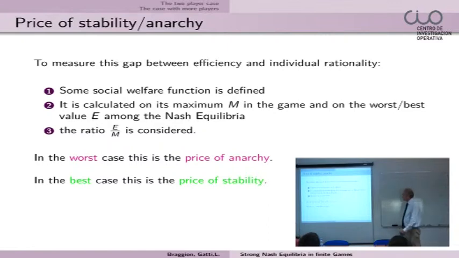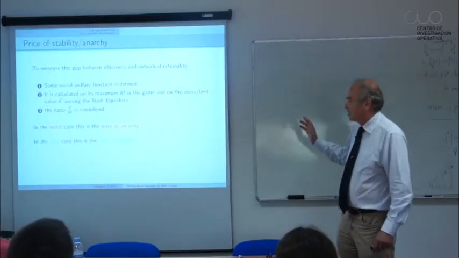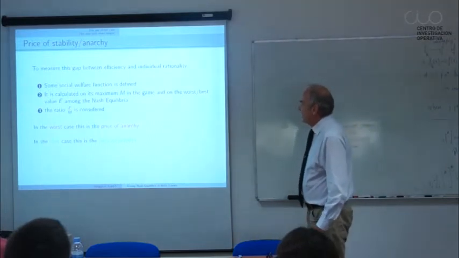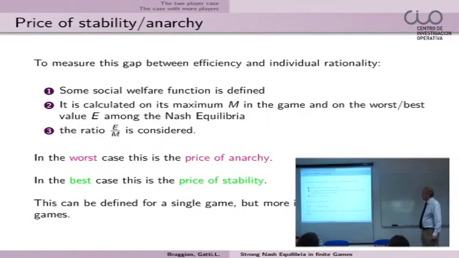This was defined by Papadimitriou with different names, but the names were ugly, so nobody was taking care of him. But when he decided to switch to price of anarchy, he became famous. Not the concept, because Papadimitriou is famous as well without this price of anarchy. Okay? And this price of anarchy or stability can be defined for a single game, but it is more interesting to have it for classes of games.